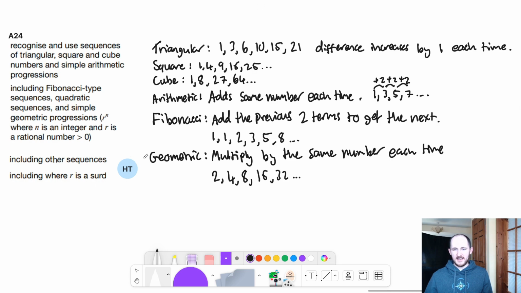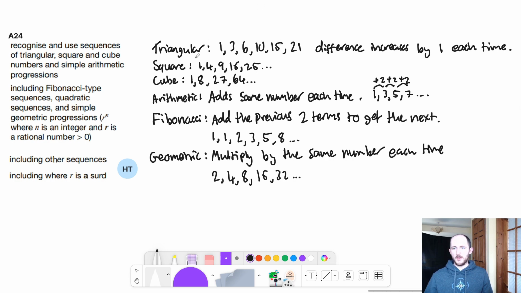Yay! And yeah, the only extra one for higher is when you have essentially a geometric sequence, but it's a surd. That's literally all that's limited to you. So have fun, foundation guys. You have to do all of these, and higher guys, you also have to do all of these. So here are all the different types of sequences that you need.